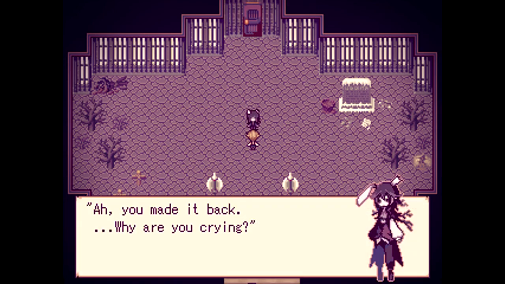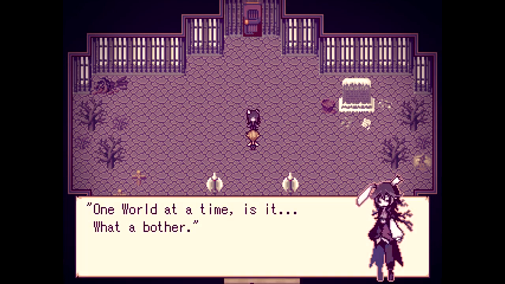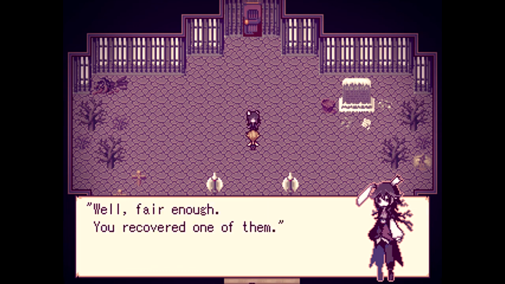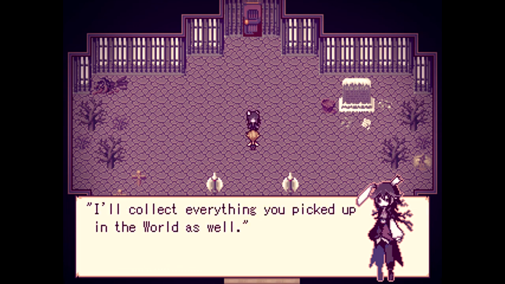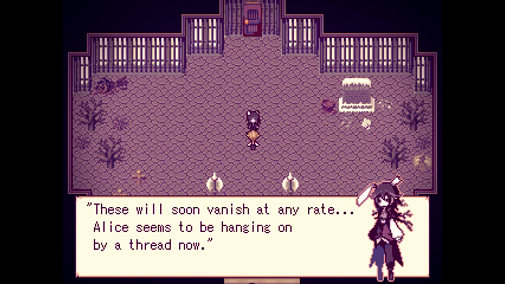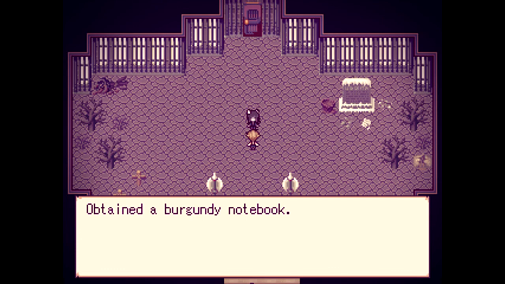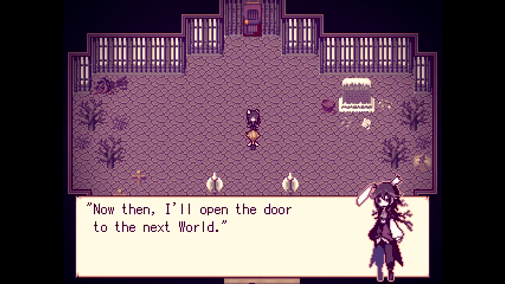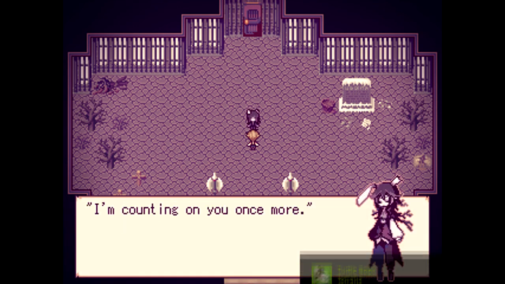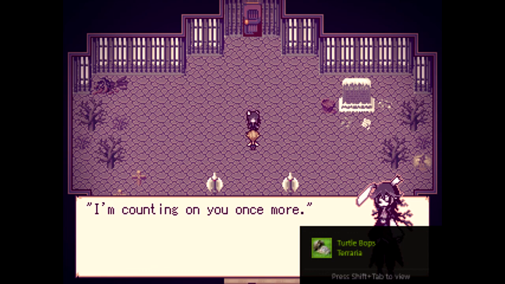Ah, you made it back. Why are you crying? One world at a time, is it? What a bother. Well, fair enough. You recovered one of them. I'll collect everything you picked up in the world as well. These will soon vanish at any rate. Alice seems to be hanging on by a thread now. And the torn pages, I'll put these together. Here you are. Thanks. Now then, I'll open the door to the next world. I'm counting on you once more.